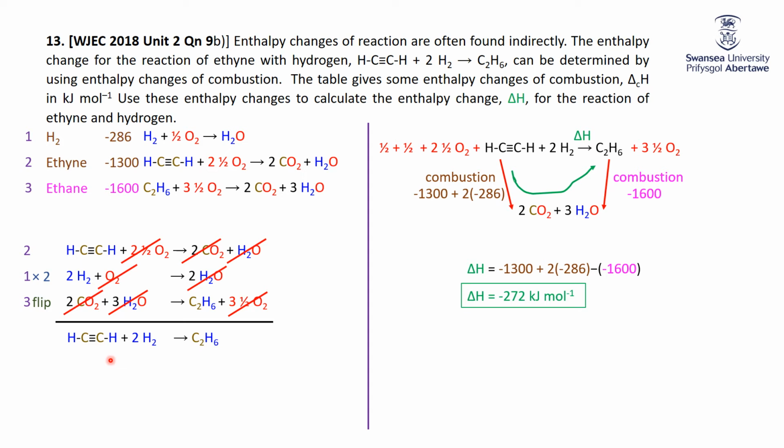What do I do then with the delta H's? Well, just the same process we've used all the way through. Equation 2 I used as was, so that's minus 1300. Equation 1, minus 286, but then I doubled it. And equation 3, minus 1600, was then flipped, which means change the sign to plus 1600. Add all those up, and I get my same minus 272 kilojoules per mole.